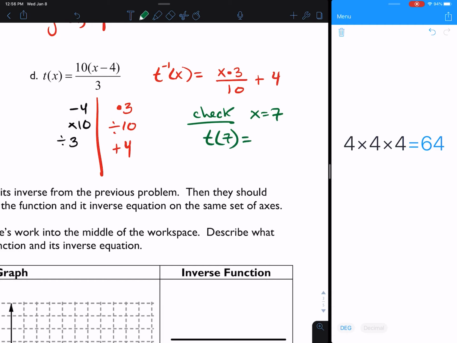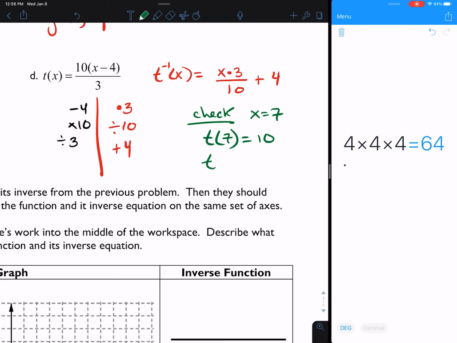7 take away 4 is 3. 3 times 10 is 30. 30 divided by 3 is 10. So that's my output. Now this output of 10 is now the input for the next machine.